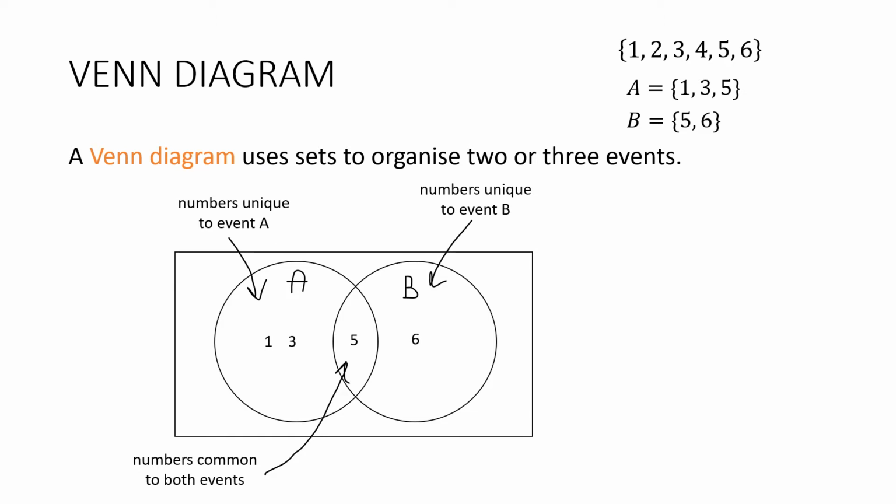And the only difference between this and the previous diagram is outside the circles, but still inside the rectangle, we write the numbers that aren't in either event. So see how we've only got 1, 3, 5 and 6? We're missing 2 and 4 out of this. So that goes down the bottom here.